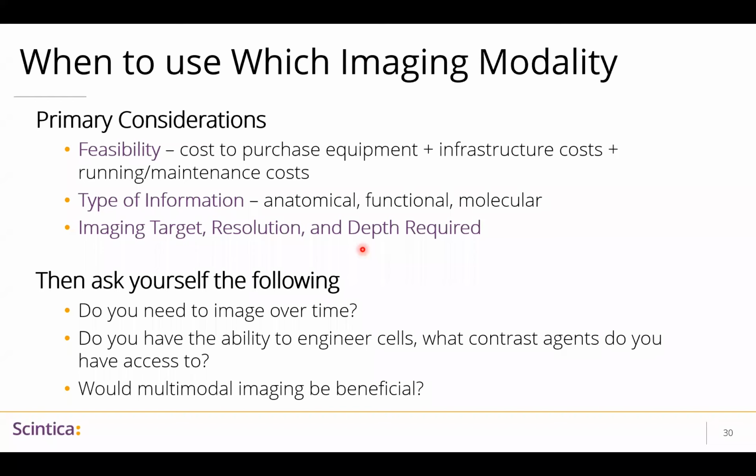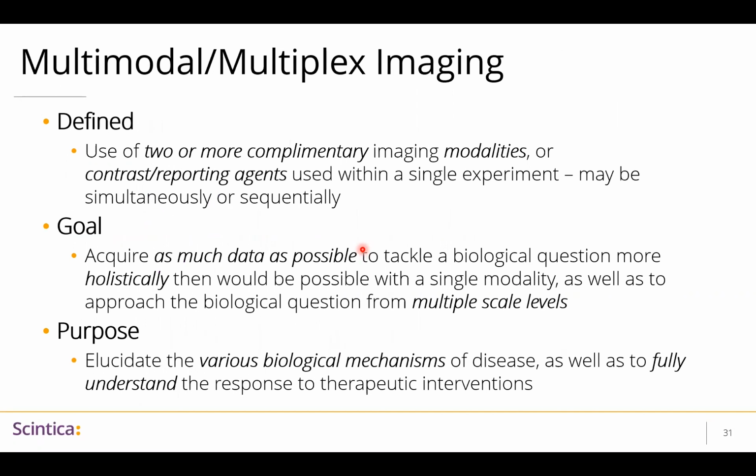And then you need to ask, do I need to image the same animal over time? Do I have the ability to engineer cells to be able to use that specific modality, or have access to or be able to generate the specific contrast agent that would be needed? And do I want to use multimodal imaging, and how would I then move the animal from one imaging system to the next to be able to do that multimodal imaging and co-register those images?